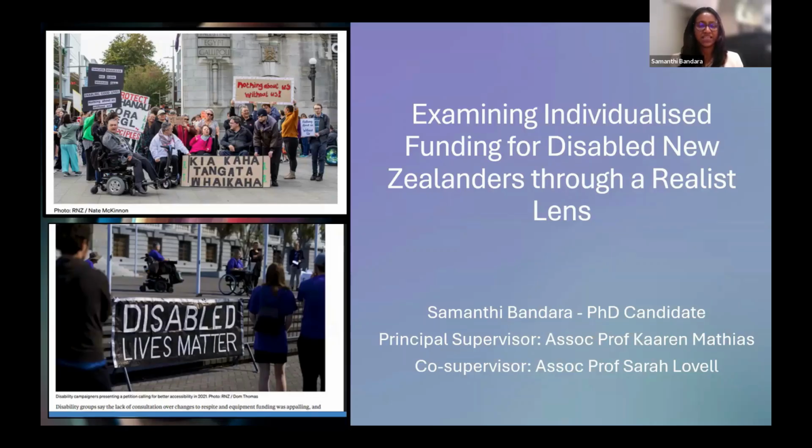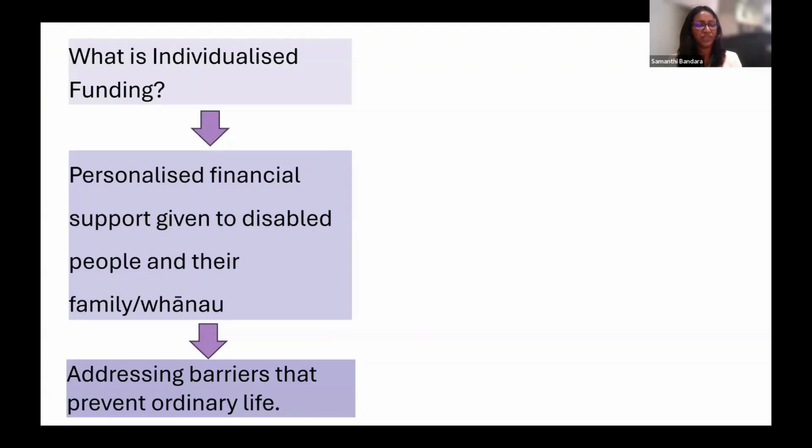That is the principle that realist evaluation explicitly acknowledges. So with that mindset, in my PhD, I'm going to examine individualized funding for disabled New Zealanders through a realist lens. The focus of today's presentation is limited to a critical discussion of the methodological approach that I have adopted in this study. So let's see what this funding looks like.